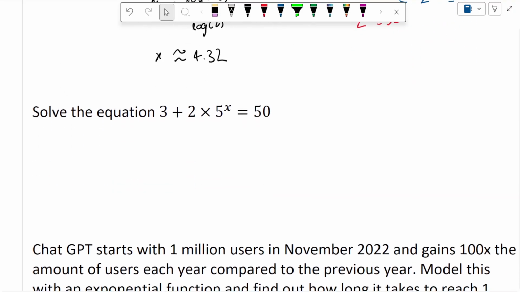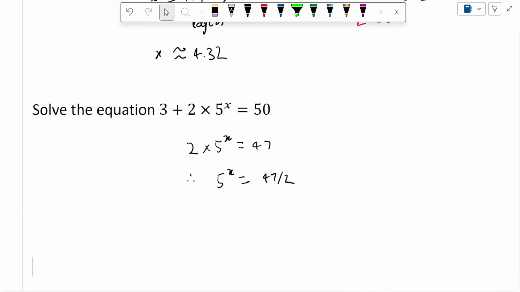Okay, we have this equation. This is a little bit messier. We're going to rearrange it first. So 2 times 5 to the x is 50 take 3, so 47. Therefore, 5 to the x is 47 over 2, so we halve it. And then we log both sides. So log of 5 to the x is log of 47 over 2.